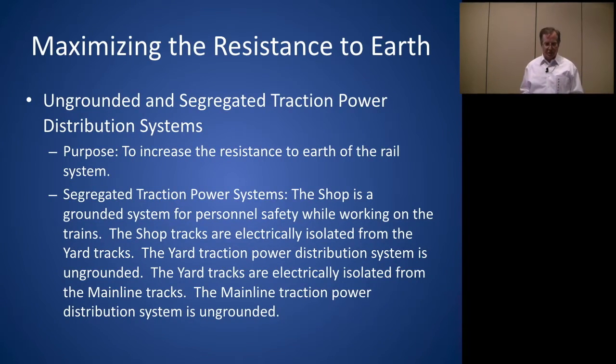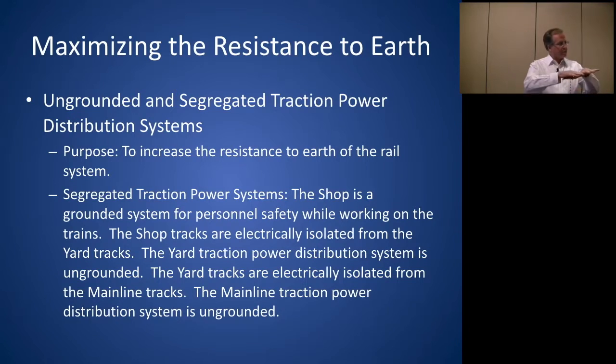Okay, maximizing the resistance surface. We talked about how we manage the voltage on the rails. Now we talk about how we raise the resistance as much as we can so the current doesn't get through. To do that, the electrical engineers are going to have a fit here. We use an ungrounded system. How many of you have ever designed an ungrounded system? Okay, it's kind of uncommon though. So that's how we do it.